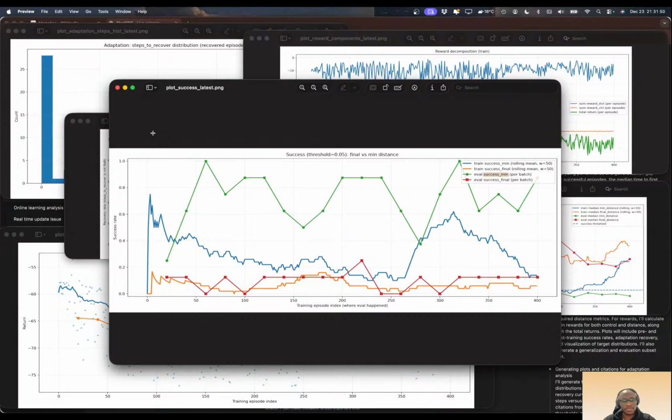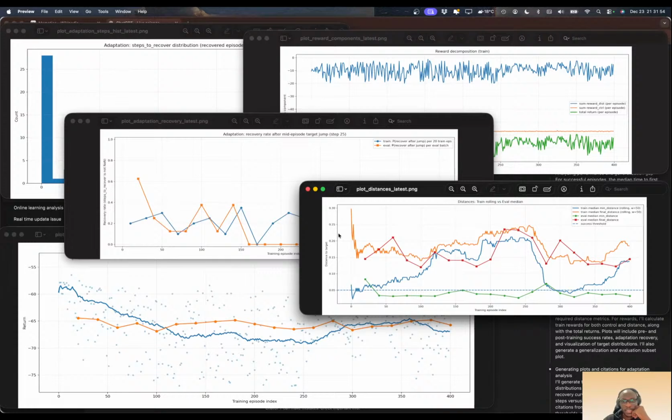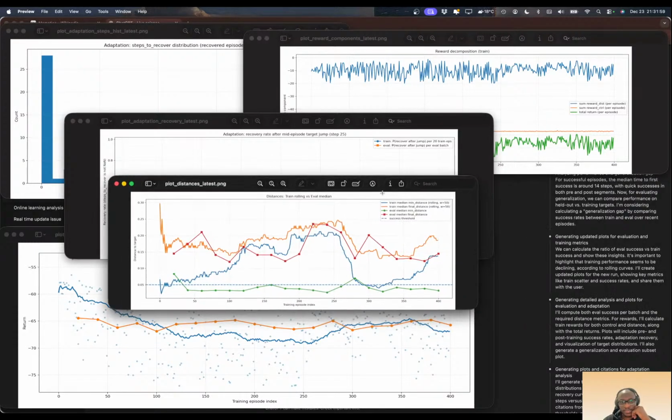We still have a long way to go, and then I'll also show the distances. Distances. This is the latest.